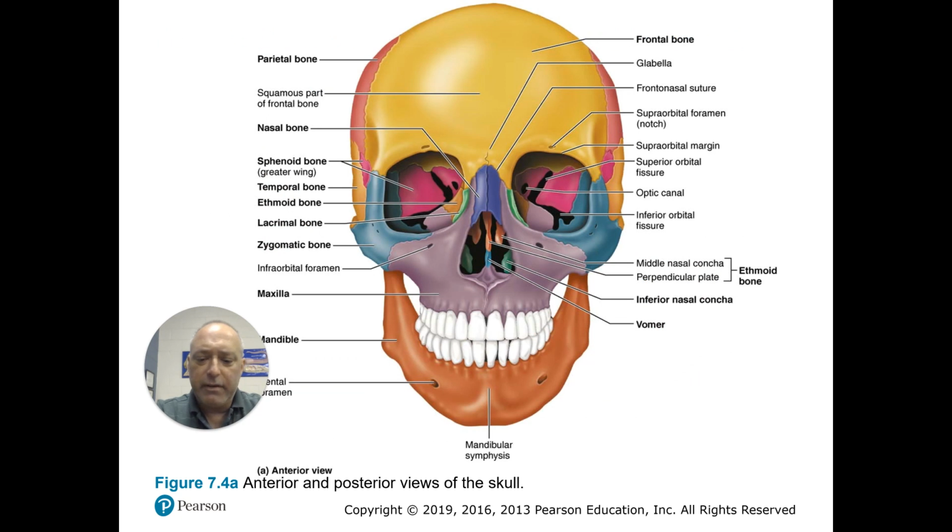Okay, anterior view of the skull. Once again, two nasal bones, one vomer, one inferior concha, and then you've got the ethmoid bone right near it, one of those, one sphenoid, two maxilla, one mandible with a very tight symphysis.